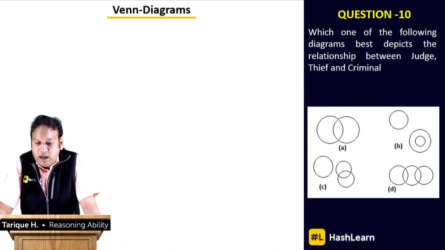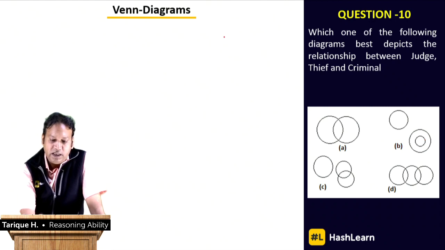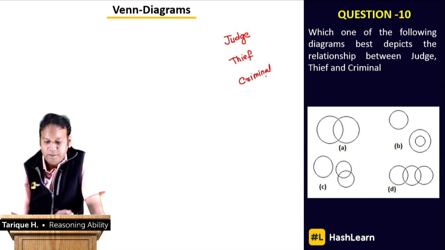Which of the following diagrams best depicts the relationship between judge, thief, and criminal? So look at the three categories: judge, thief, and criminal. We can clearly see that thief and criminal should be in the same category, and judge should be a different category.